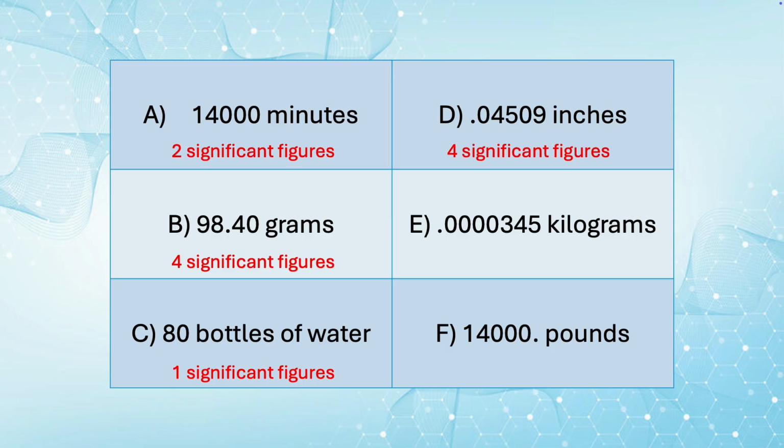Problem E, 0.0000345 kilograms, has 3 significant figures, since leading zeros once again do not count. Problem F, 14,000. pounds, has 5 significant figures. This is a trick question, since I sneaked in a decimal point. The trailing zeros now count as significant.